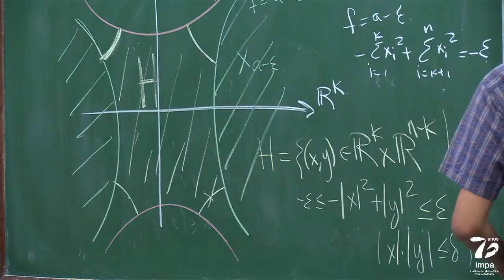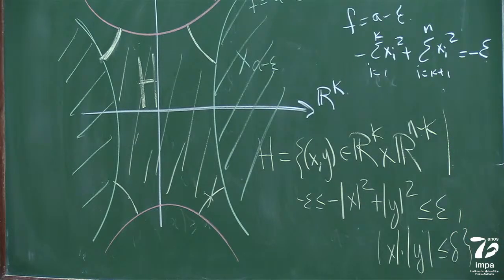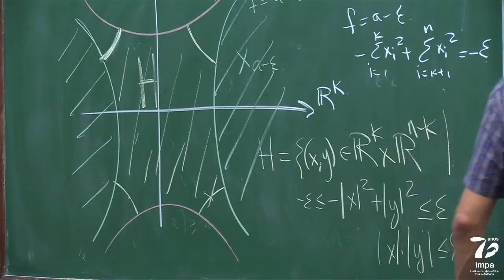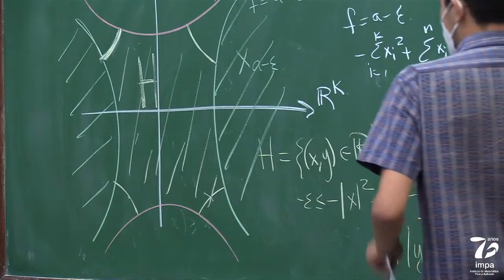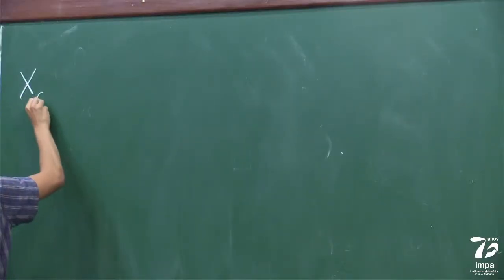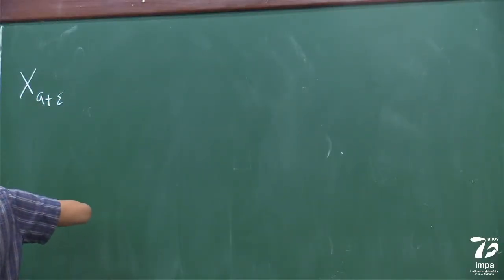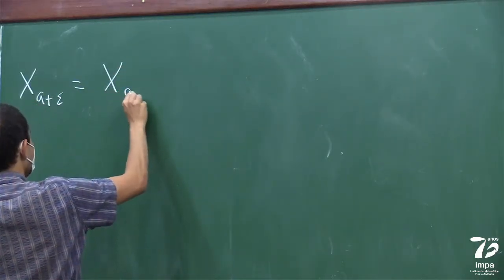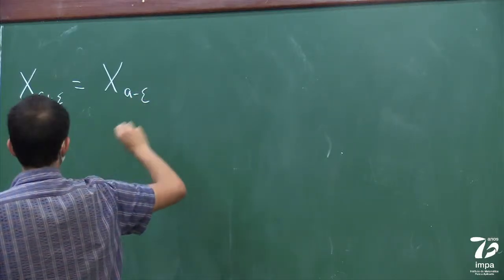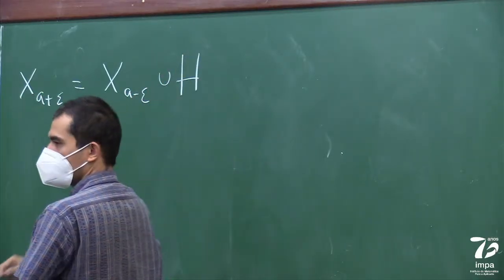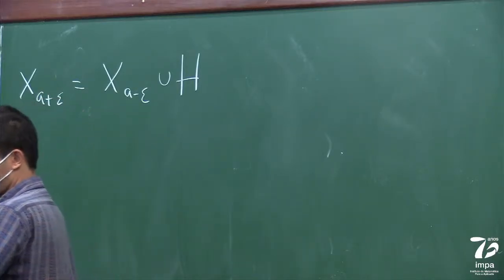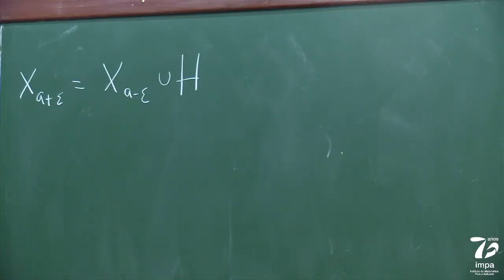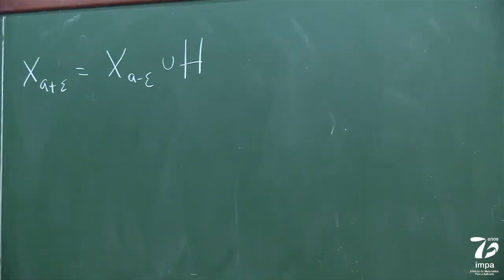First I'm going to write down what's kind of obvious, and then we're going to describe it. So how do we construct X_{a+ε}? Basically there are three pieces. There is the X_{a-ε}. Then there is this H. And then there is a trivial part, which is this part here: everything that's between a-ε and a+ε, that's away from the critical point.